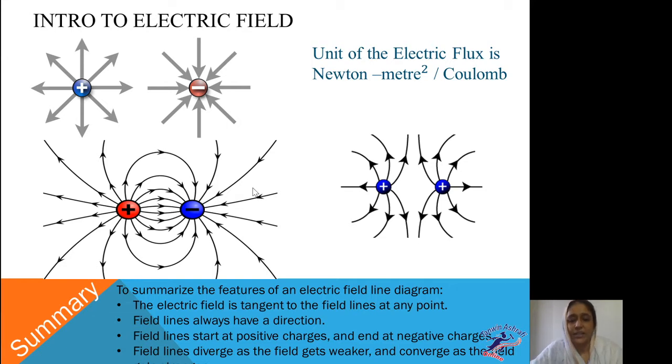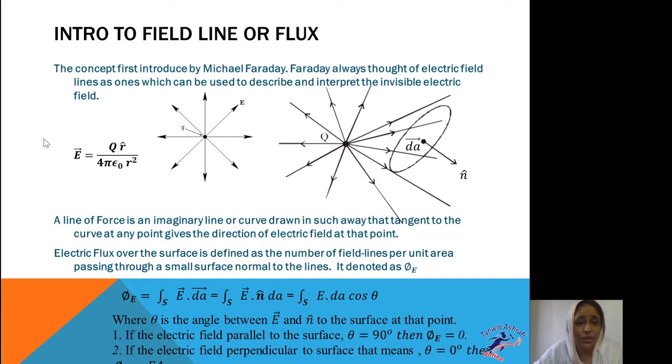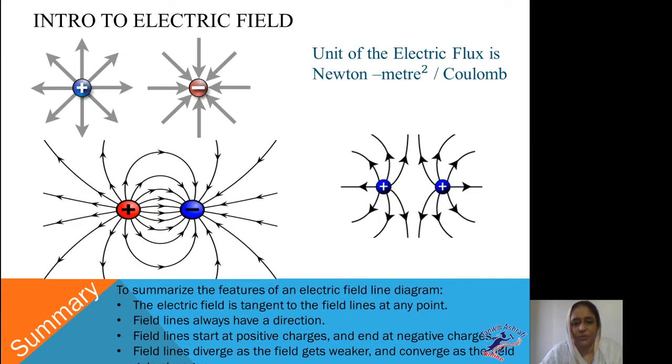Why do they diverge? Because of the 1 upon r square. As you move away from the body to a very large distance, due to this 1 upon r square factor, the strength of the field gets weaker and you will not find the field. And the lines converge as the field gets stronger: as you come towards the body, they start converging, attracting towards you.